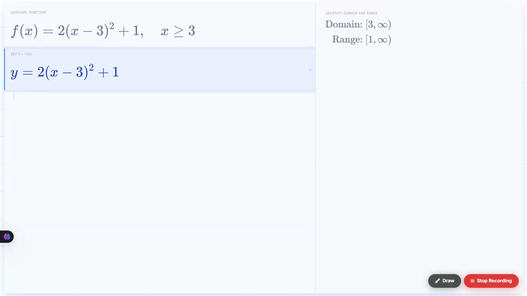We set y equal to f of x, which is 2 times the quantity x minus 3 squared plus 1. We do this to change the function into an equation with y. This helps us find the inverse later.